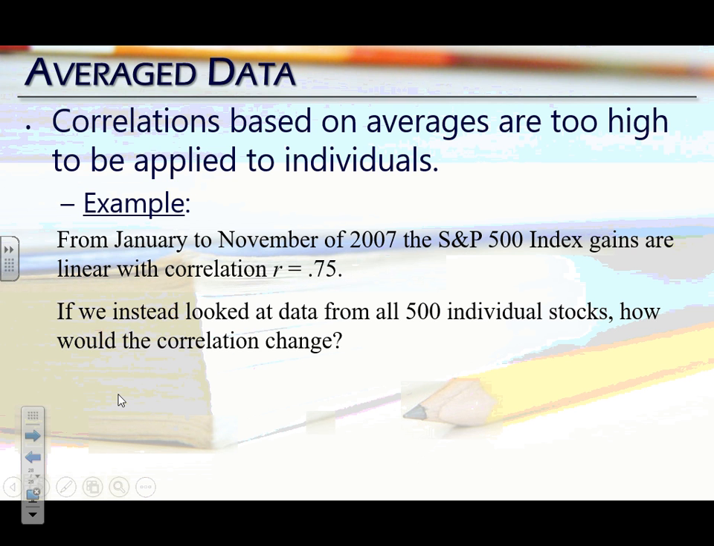Okay? So if instead of looking at averages, we looked at all 500 individual stocks, our correlation for the individuals would be much lower because now we have values jumping all over the place. Whereas with the average data, it's only jumping a little bit here and there because we're looking at averages. Okay, so if they give you a scenario, they're saying here's some average data, here's the correlation for it. If they try to apply that correlation to individuals, that's incorrect, because that correlation is much higher than what it would truly be if we looked at the individual information.